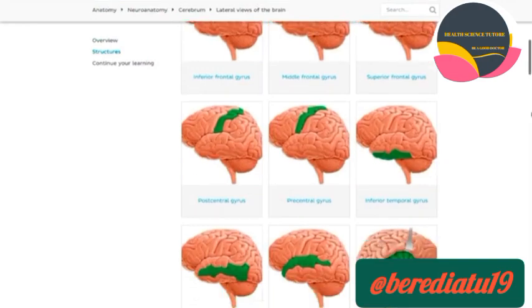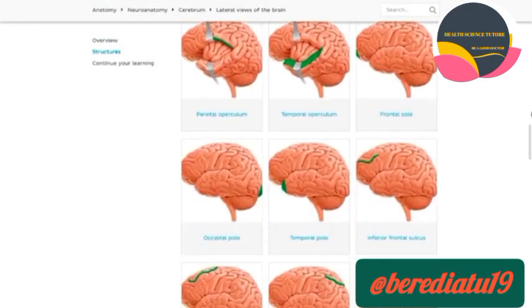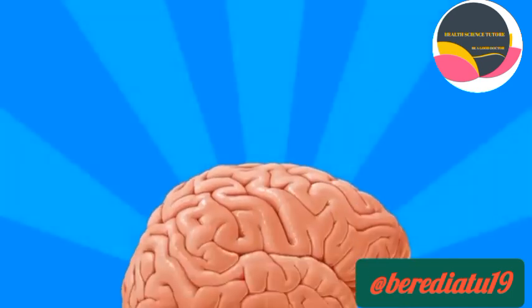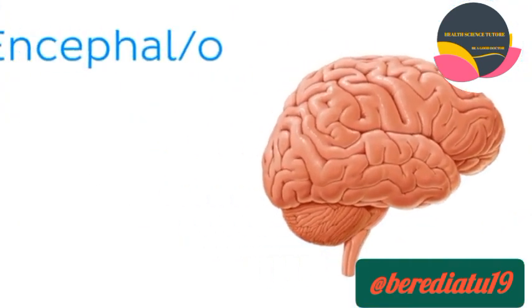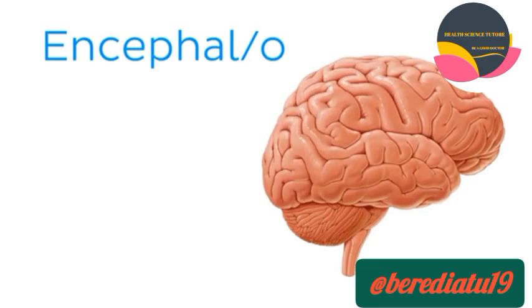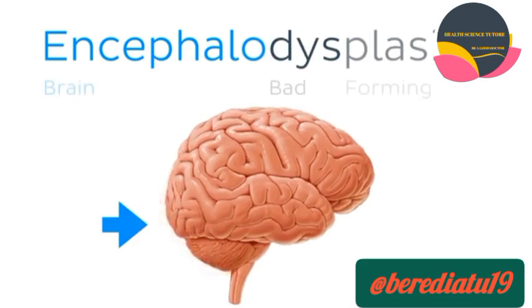Let's now look at some root words which are related to the star of our nervous system, the brain. Encephal or encephalo with the O at the end comes from the Greek enkephalos, which literally means brain. It's used to describe conditions relating to the brain as a whole. For example, encephalodysplasia is a condition resulting from abnormal development of the brain.